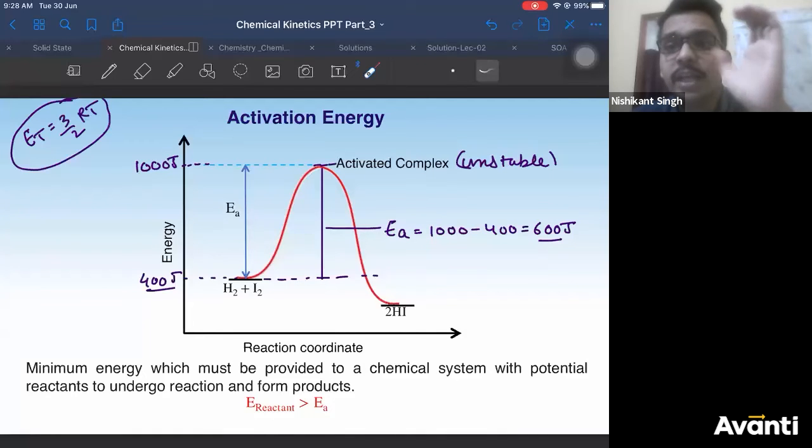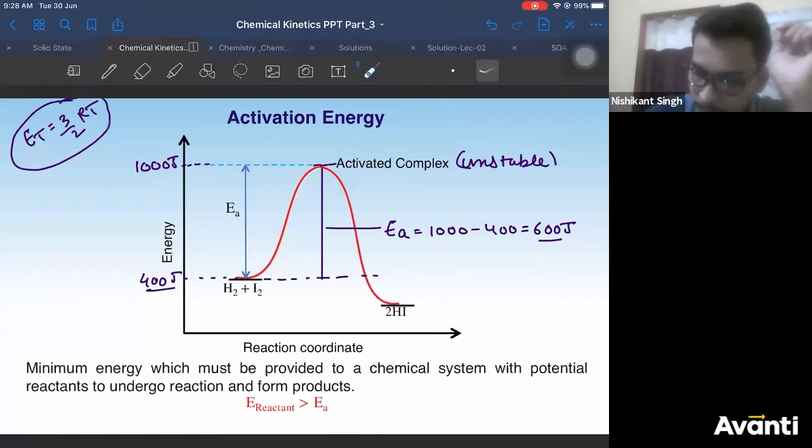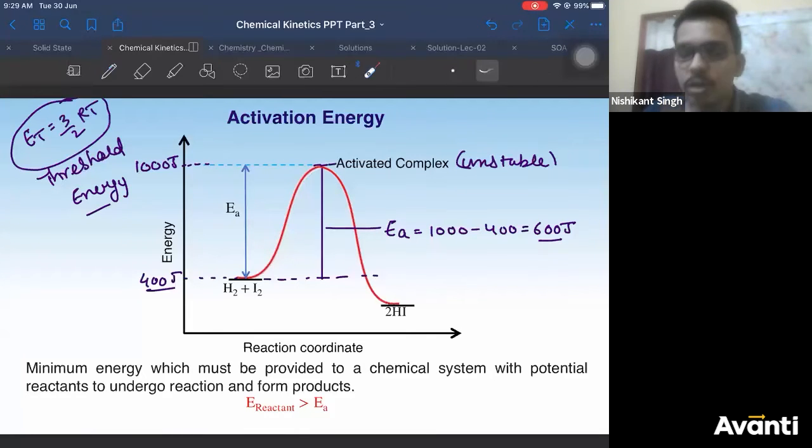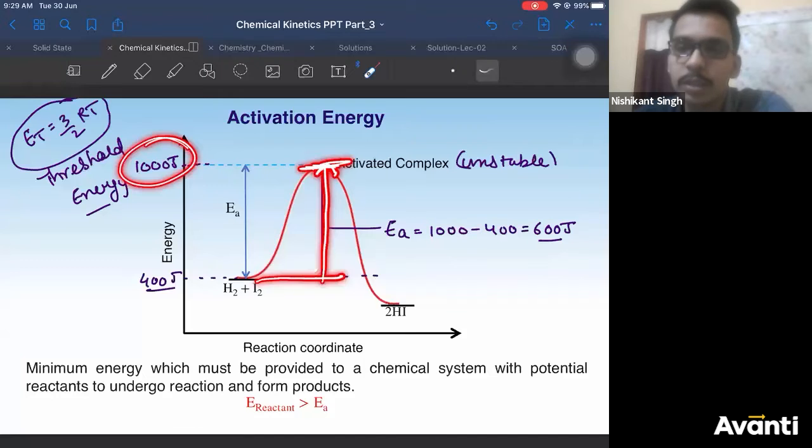The definition is the minimum energy absorbed by the reactant molecules in order to get converted into product is known as activation energy. One more thing, the topmost value, 1000 joule, is known as threshold energy. What is the definition of threshold energy? It is the minimum energy reactant molecules must have so that they can get converted into product. What is activation energy? The energy absorbed by reactant molecules so that their energy becomes equal to threshold energy, right?